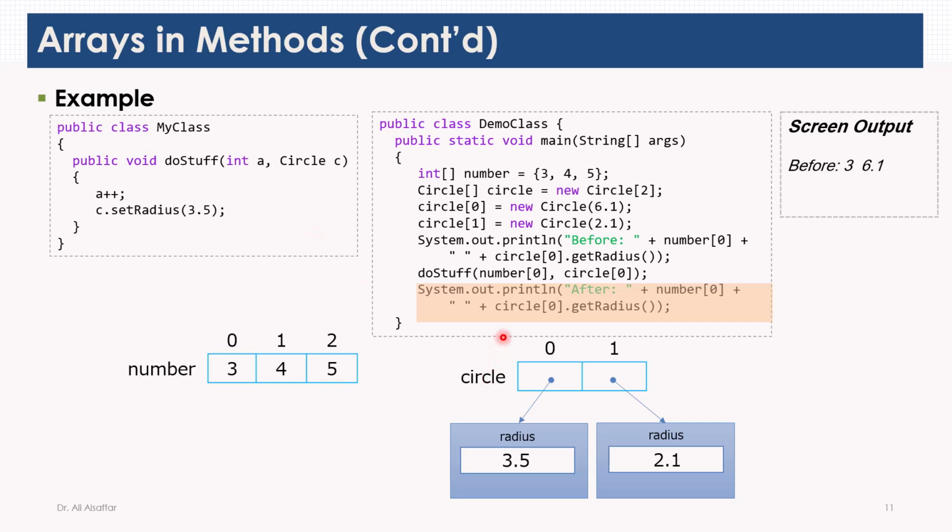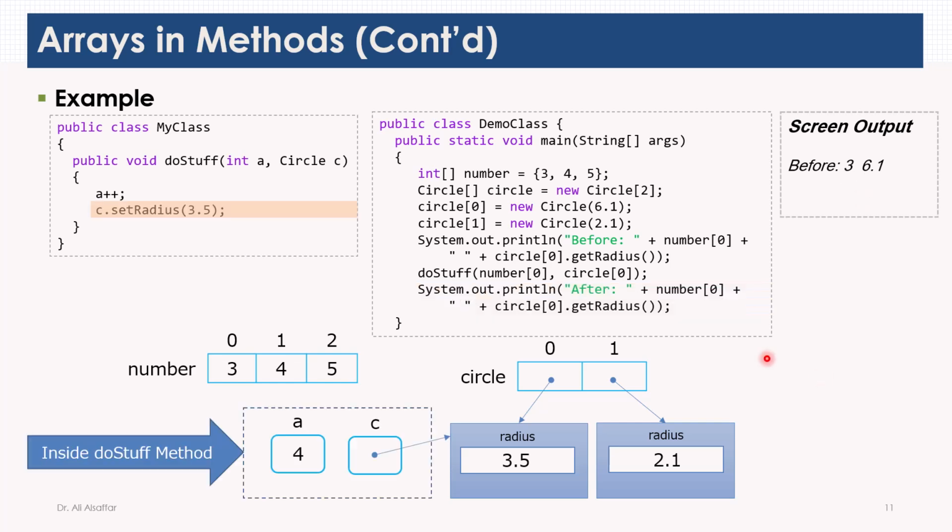So what will be printed for circle 0.getRadius? Circle 0 is pointing to this object, and the object radius is 3.5. So this is the output. After returning back from the doStuff method, the value of number 0 has never changed. It is still 3, but the radius of the object that is pointed to by circle 0 has changed to 3.5. How did this change happen? It happened inside the method because we passed a reference.